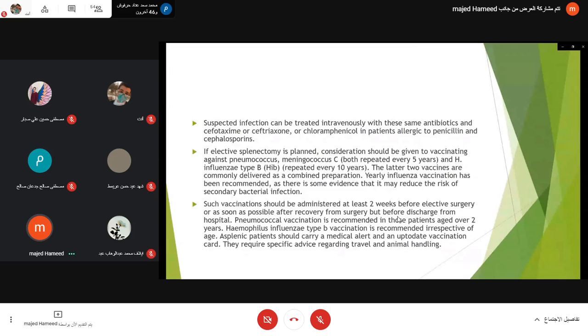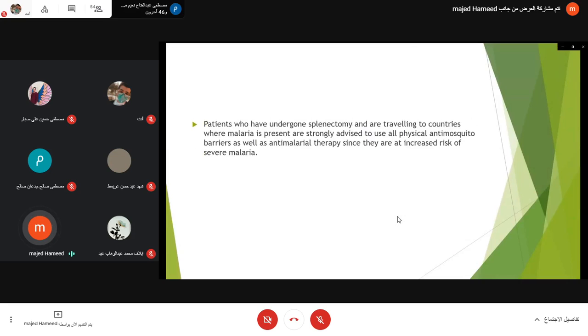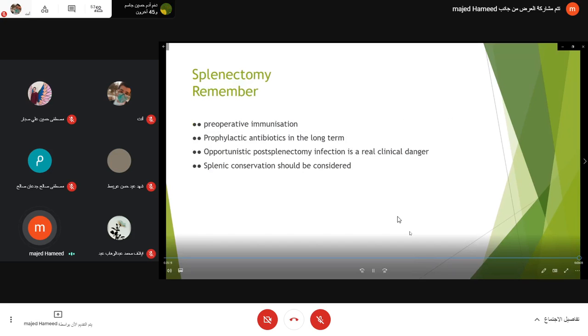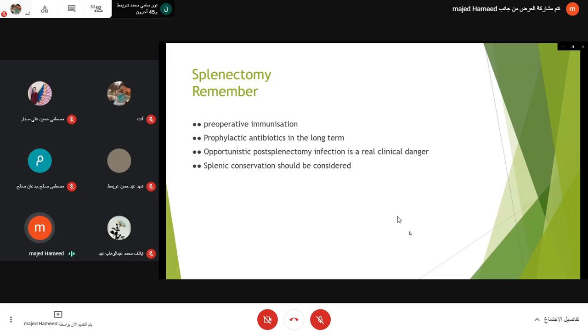Patients who have undergone splenectomy and are traveling to countries where malaria is present are strongly advised to use all physical anti-mosquito barriers as well as anti-malaria therapy, since they are at risk of severe infection after splenectomy. Remember preoperative immunization and long-term prophylactic antibiotics. Opportunistic post-splenectomy infection is a real clinical danger. Splenic conservation should be considered.